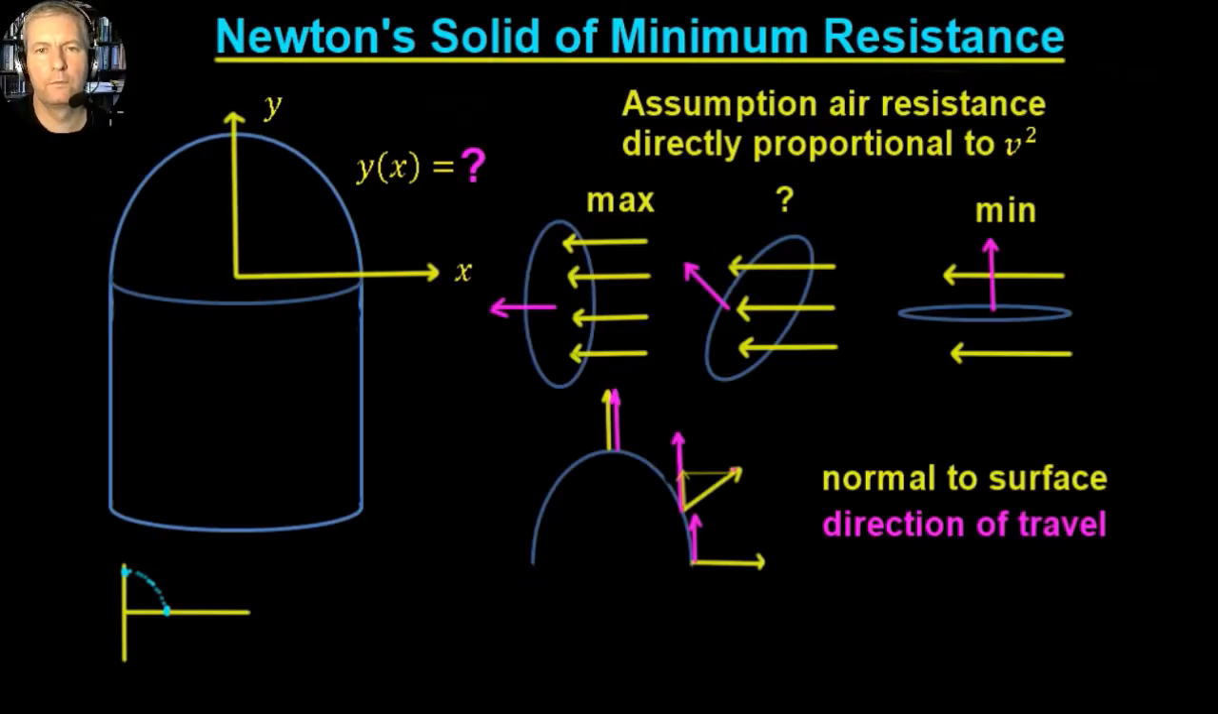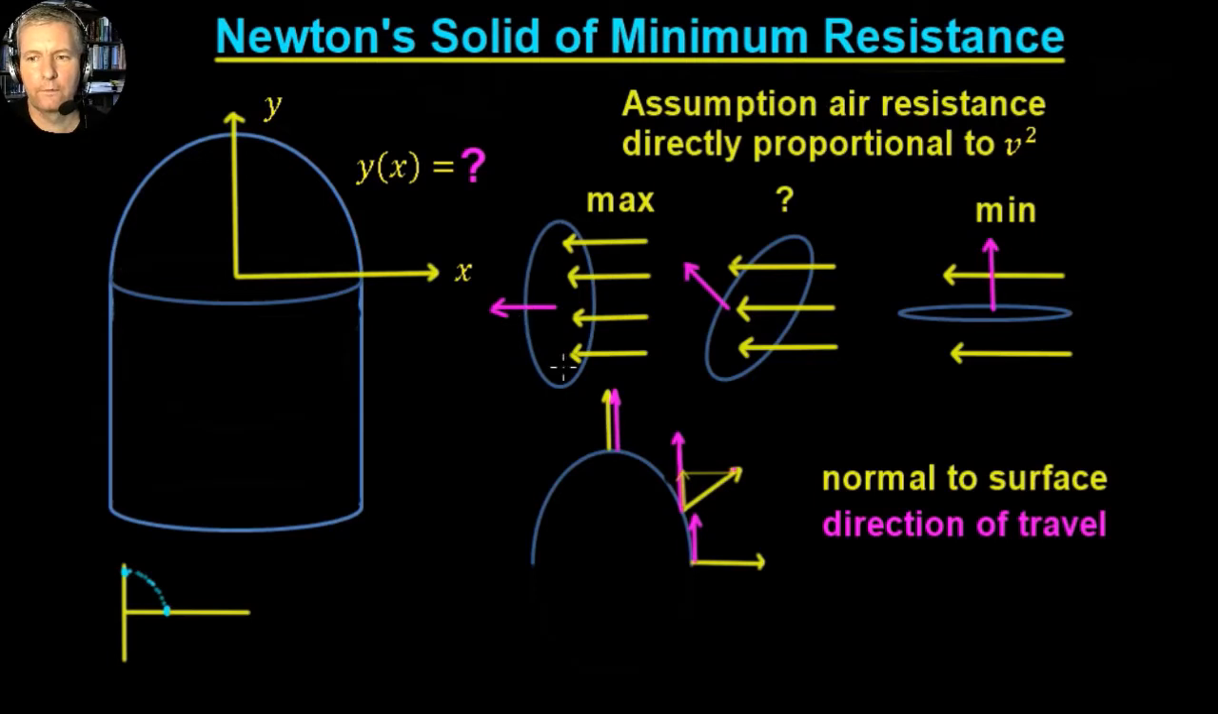So let's look at a problem called Newton's solid of minimum resistance. The idea is that if we have a projectile, let's say a bullet, and it's travelling in the y direction, the question is, what shape do we have to make the head of the bullet in order to minimise the air resistance? Now Newton started off by assuming that air resistance is directly proportional to v squared, so we'll just stick with that. But we'll get back to that in the next slide.